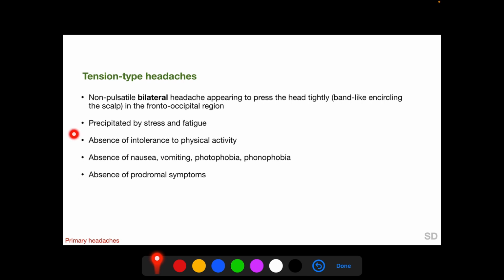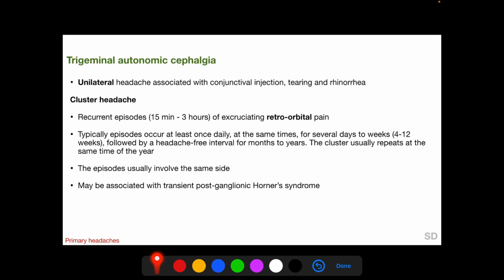So all these are features of migraine type headaches. Trigeminal autonomic cephalgias are a group of primary headache syndromes, and we must not confuse this term with trigeminal neuralgia, which are characterized by unilateral headache associated with conjunctival injection, tearing and rhinorrhea.